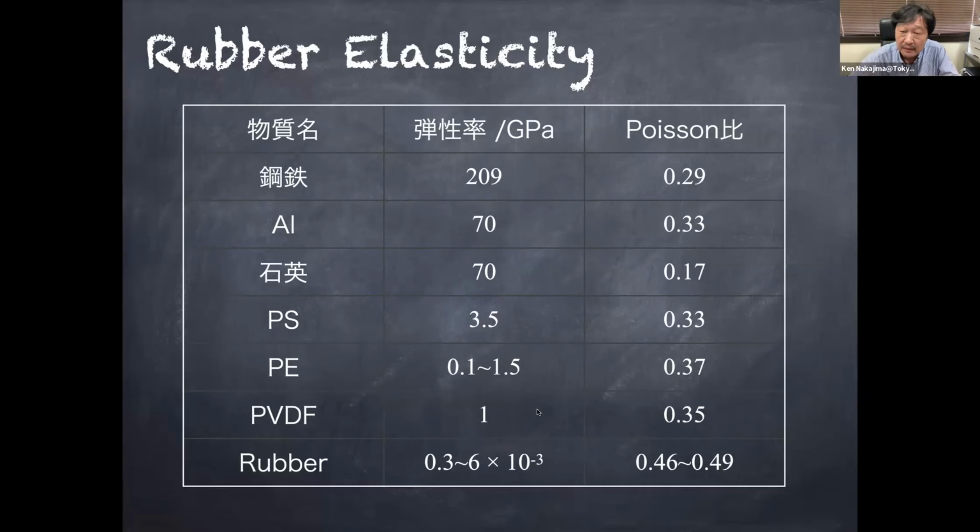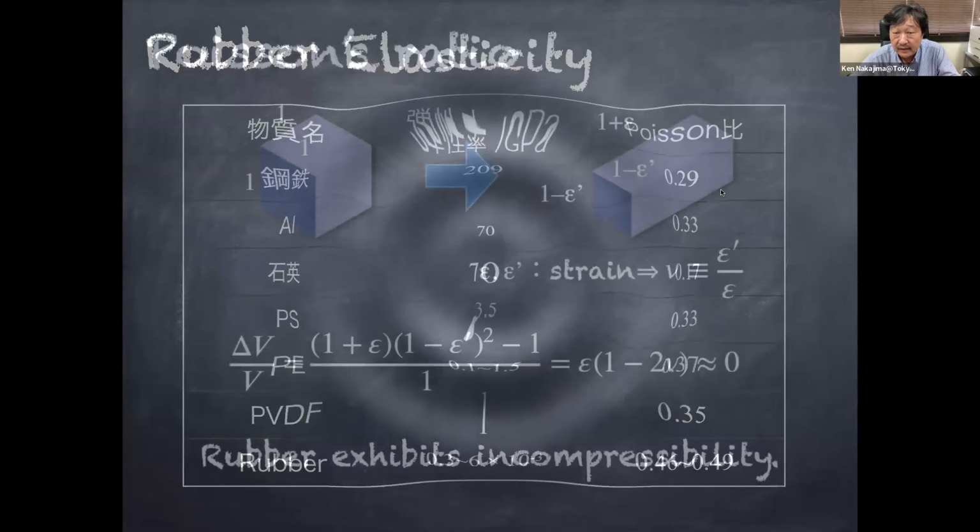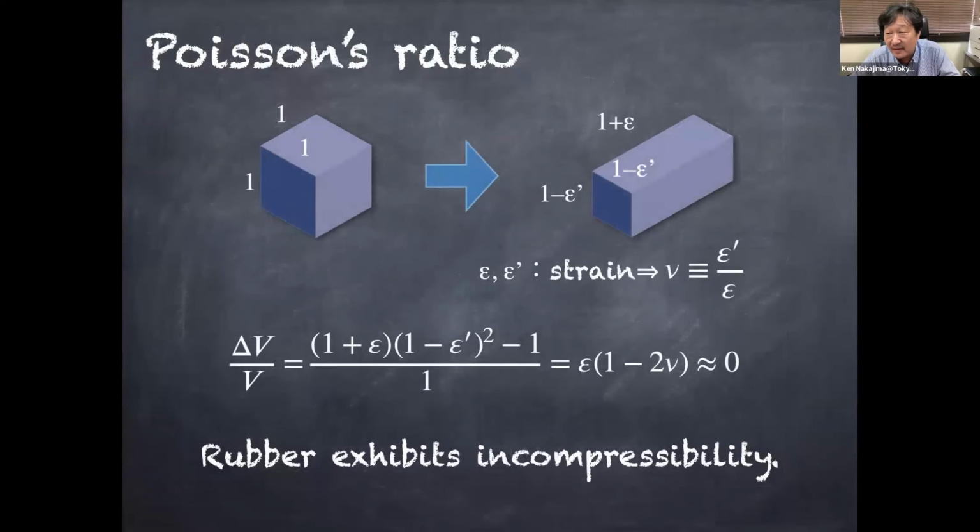And also, more interestingly, Poisson's ratio is totally different. All of the other materials have a Poisson's ratio of about 0.3 to 0.4. But only rubber gives a Poisson's ratio near 0.5. What does it mean? First, we need to define what Poisson's ratio is. This slide shows the definition.